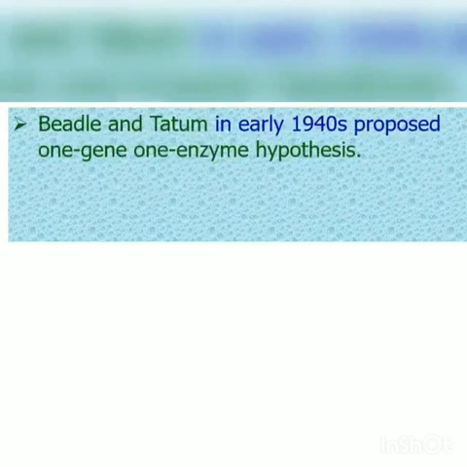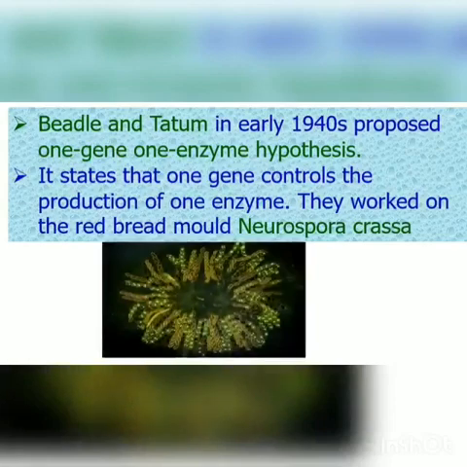Beadle and Tatum, in the early 1940s, proposed a hypothesis called the one gene, one enzyme hypothesis, which states that one gene controls the production of one enzyme. This work was carried out on Neurospora crassa, a red bread mold. Mold is nothing but a fungus. You can see fungus on breads.